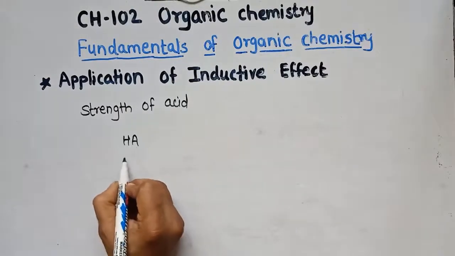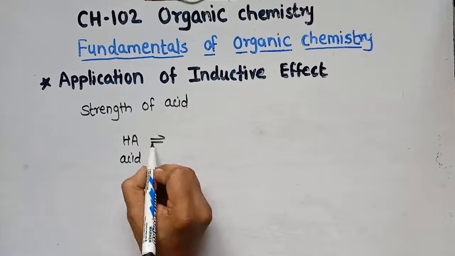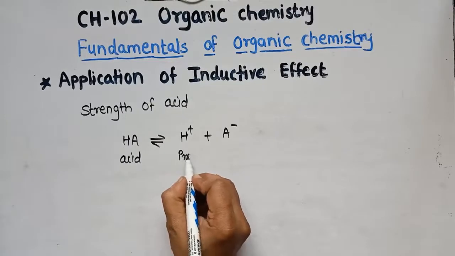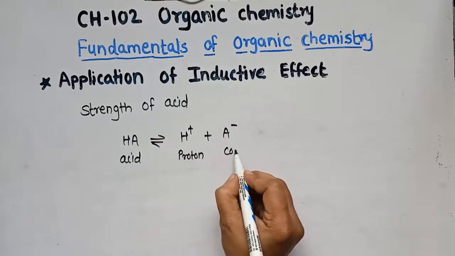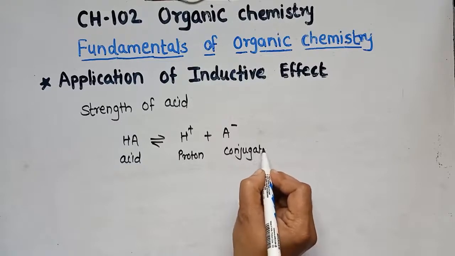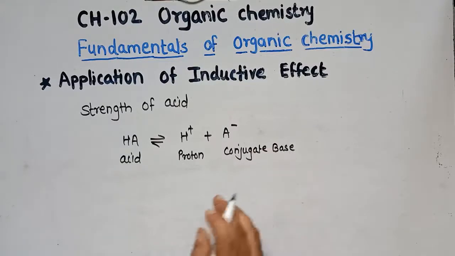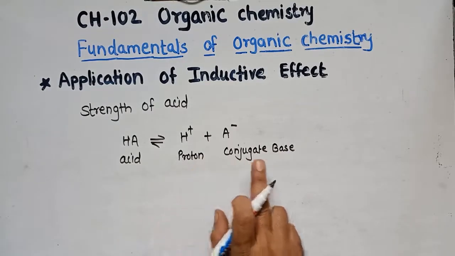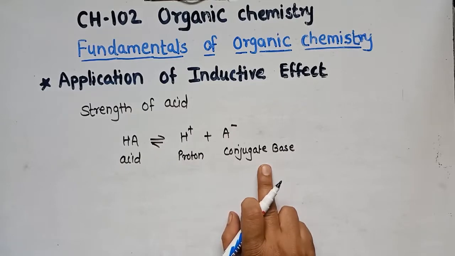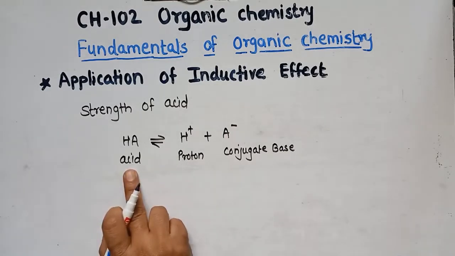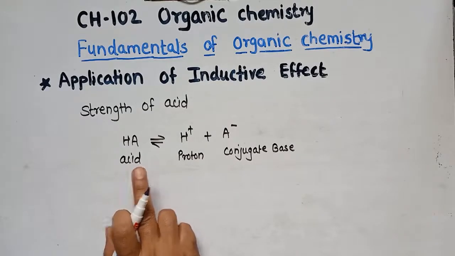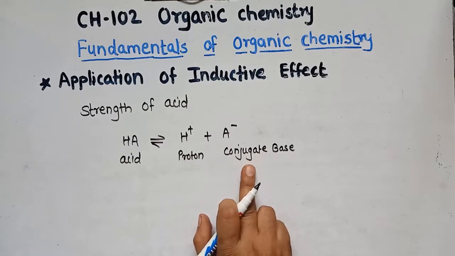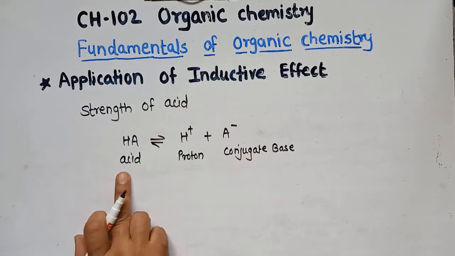We consider HA is the acid. It dissociates into H+ and A-. This H+ is the proton, and this one is the conjugate base. We say that this acid is stronger when it produces more H+ ion, as well as its conjugate base is more stable. Then this acid is a stronger acid.